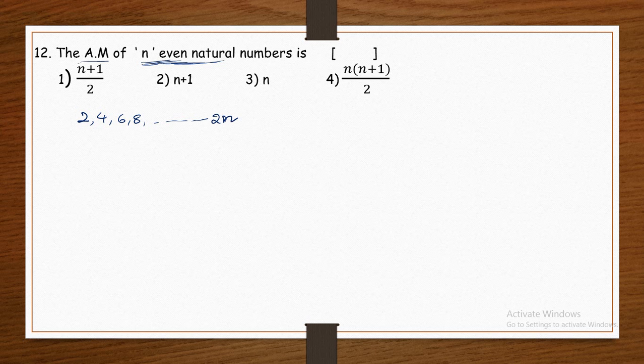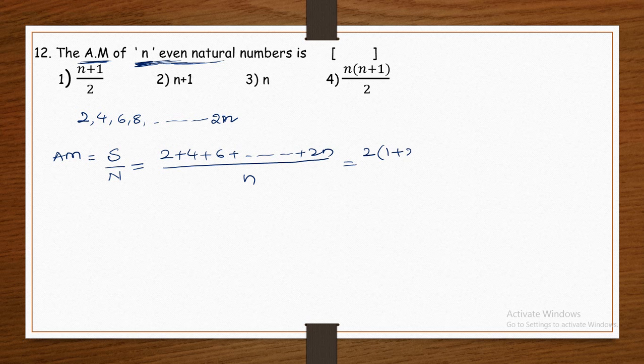Now what is he asking? AM. So what is meant by AM? AM is nothing but arithmetic mean or mean. Arithmetic mean is given by sum of observations divided by number of observations. So what is the sum of observations here? 2 plus 4 plus 6 and so on plus 2n, divided by the number of observations, which is n. Now if you observe the numerator, we have 2, 4, 6, 8. That means I can take 2 as common in the numerator, right? If I take 2 as common, then I can write 1 plus 2 plus 3 and so on plus n, divided by n.